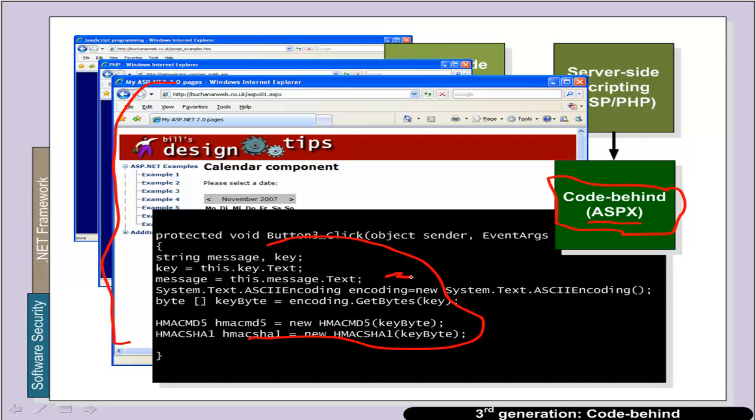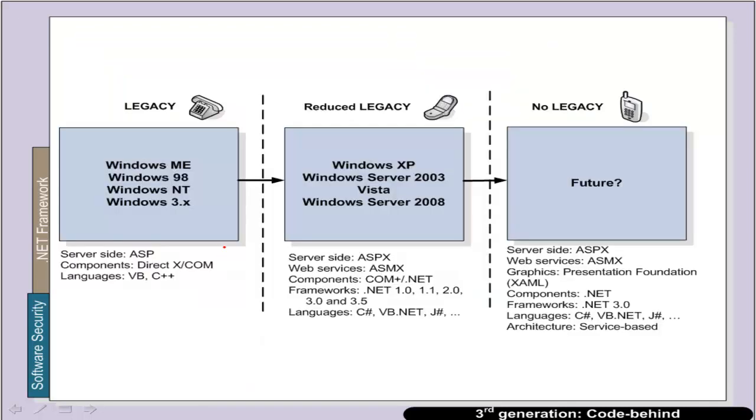So this code behind is key for many reasons. So basically where we've been is legacy, and that was the old Windows NT, 98, ME, 3.0, 3.1 and so on. The horrible images of ASP, DirectX wasn't really a very robust system, and the old languages of VB and C++.